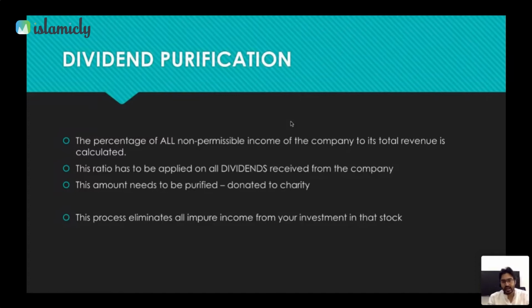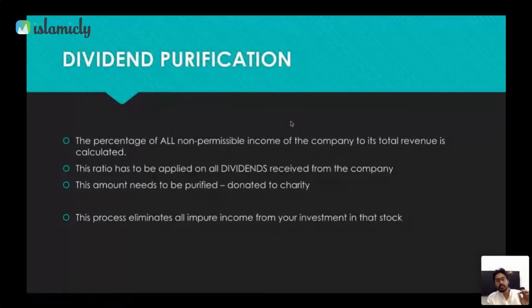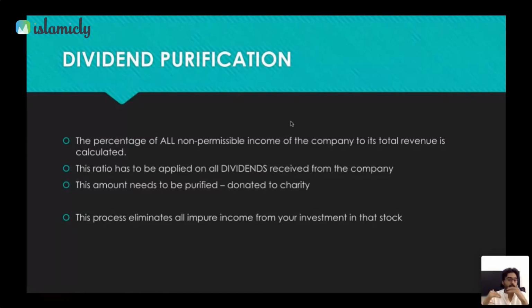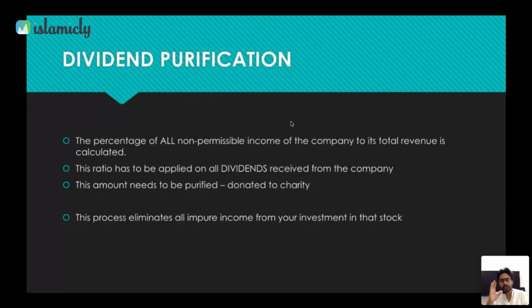So before I move on to the application, if a company is getting non-permissible income from operating activity, or non-permissible income from non-operating activity, irrespective of wherever it is coming from, all of that is added up and divided by the total income of the company. That gives you the dividend purification ratio. Here, all the non-permissible incomes of the company are included, irrespective of whether it's active, non-active, one time, or whatever it be.